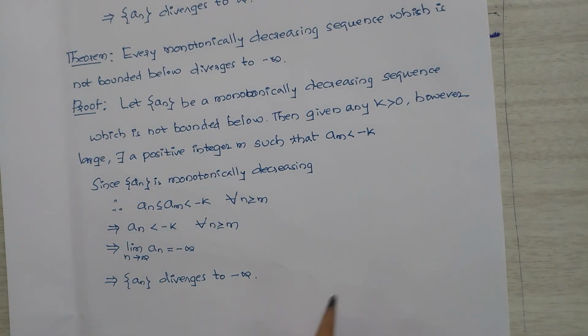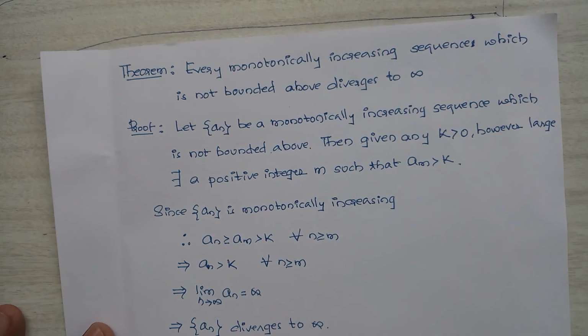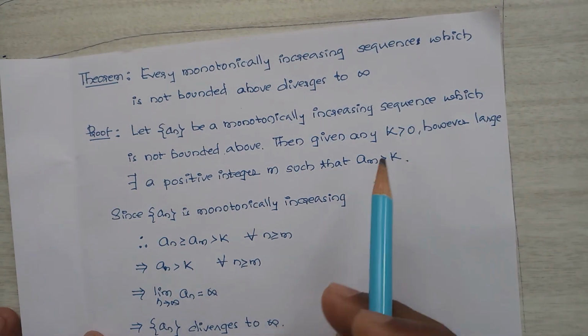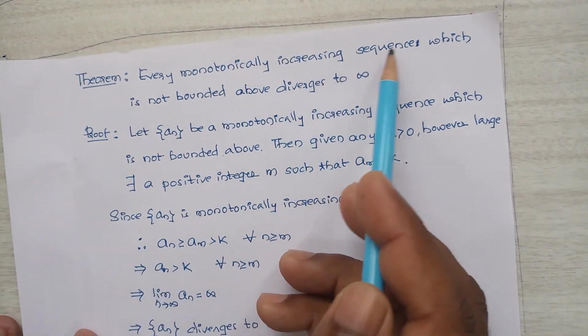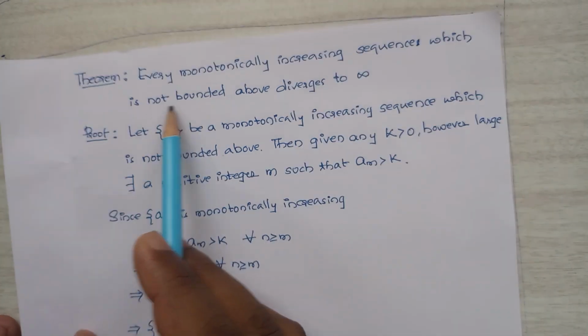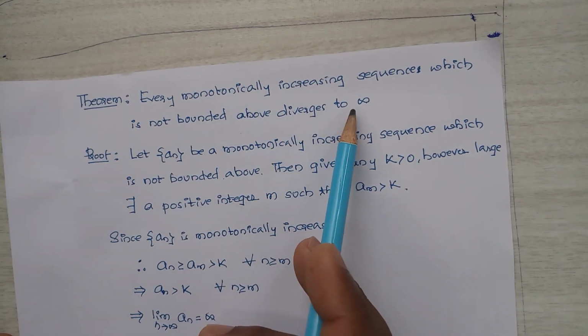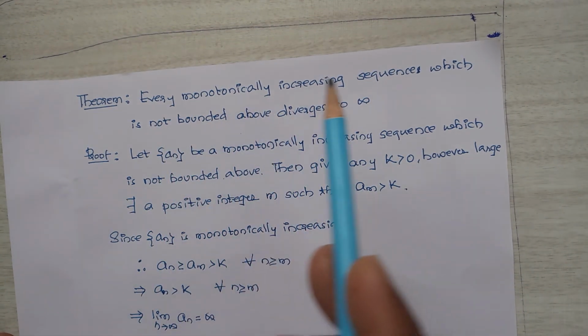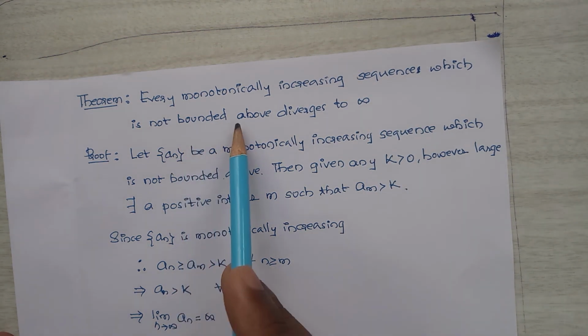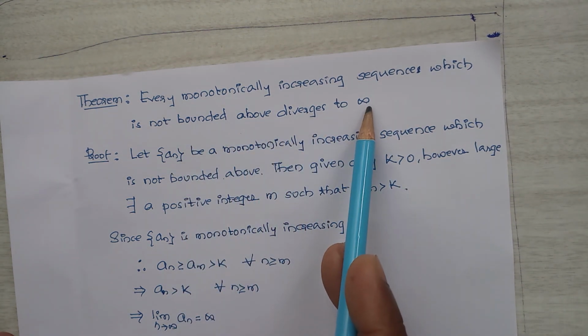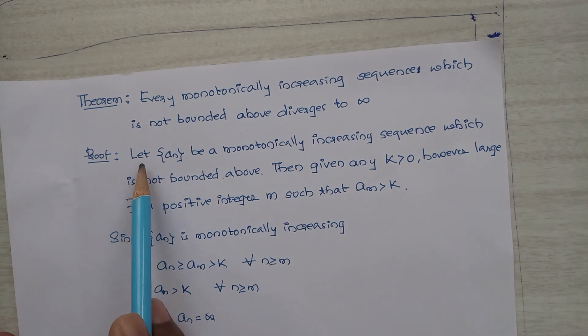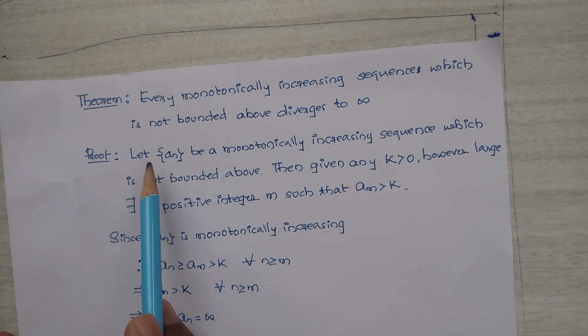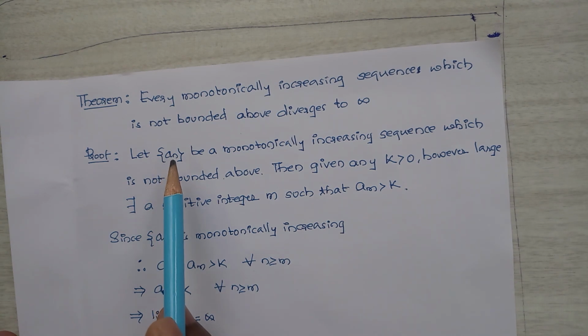Next, let me discuss another theorem: every monotonically increasing sequence which is not bounded above diverges to infinity. Here I am taking a monotonically increasing sequence which is not bounded above, and we have to check whether it diverges to infinity or not.